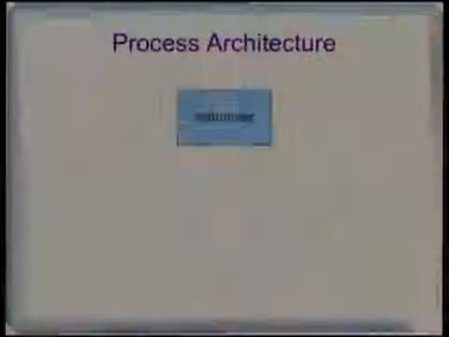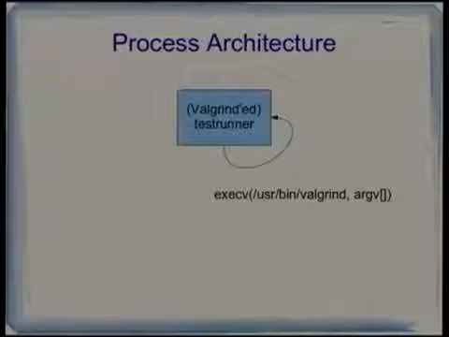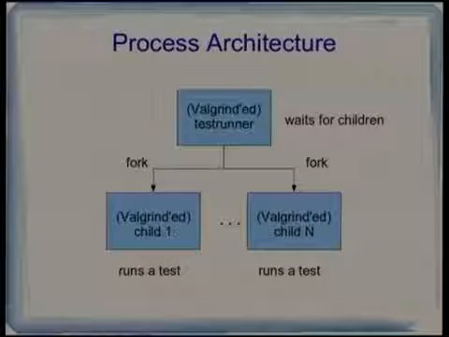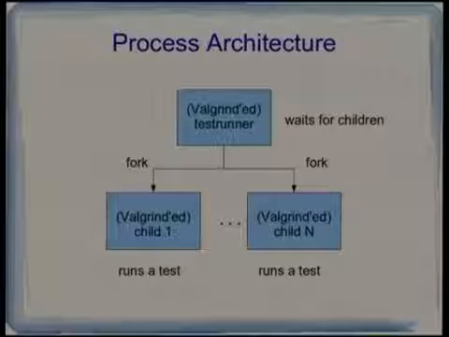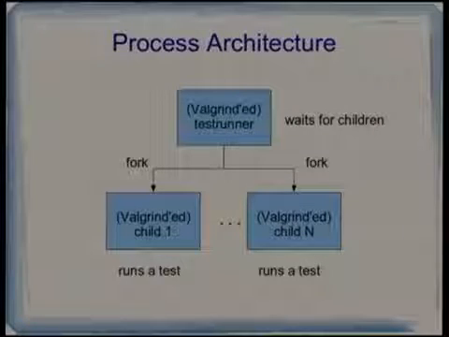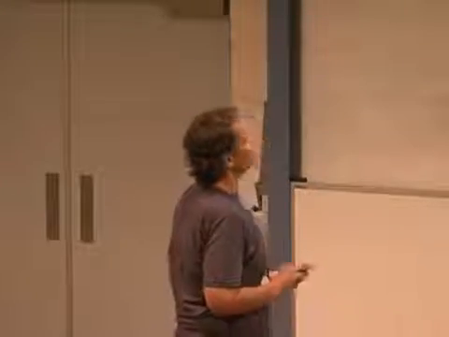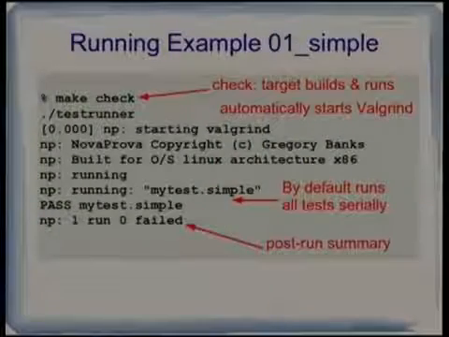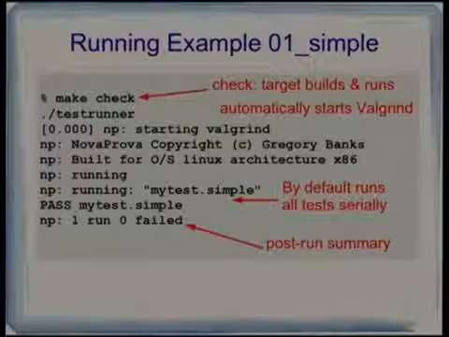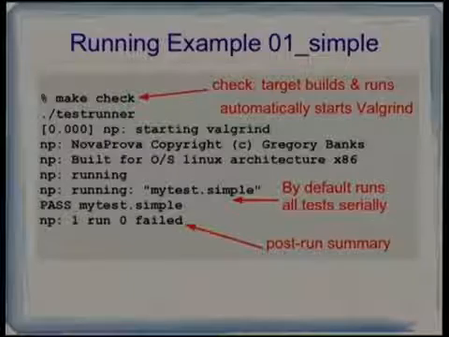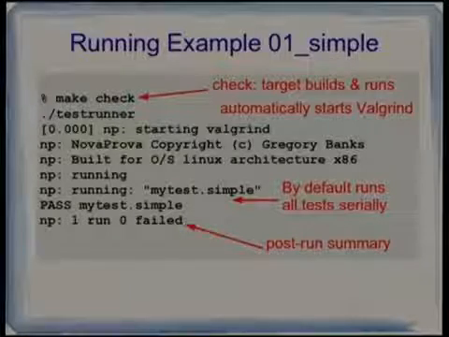So here's the process architecture. You have the test runner, it Valgrinds itself, and then it forks as many tests as you're running in parallel into children, and these are also already Valgrinded because that basically just got inherited across the fork. It turns out forking a Valgrinded process is a lot faster than Valgrinding a forked process. And here's what happens when you run. Your test runner runs, says hello, running mytest.simple, nothing happened, pass, one run, one fail. That's all you do, you just run the test runner.